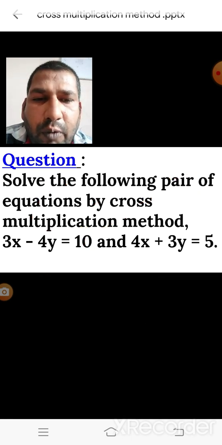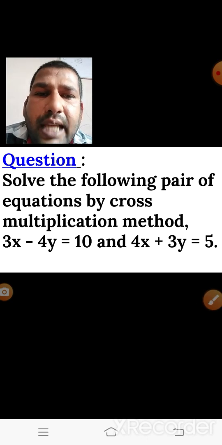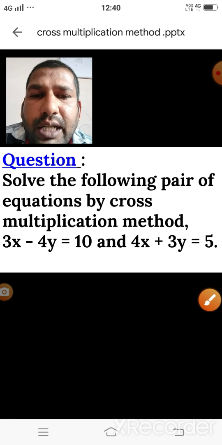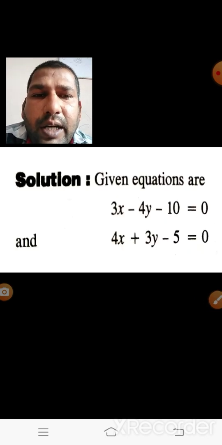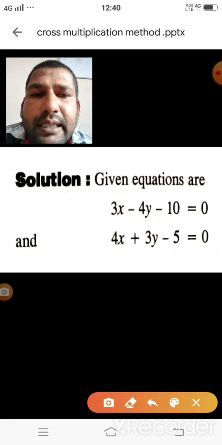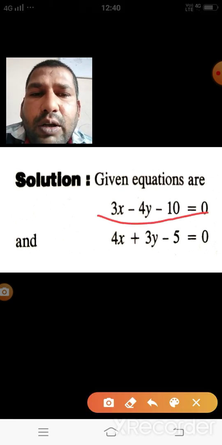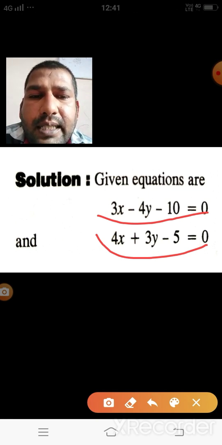Or if you are following the steps, having gone through the concept, the first step is that we have to write down these equations in terms of equal to 0 first. Then if you are taking 10 on the other side, you are getting 3x minus 4y minus 10 equal to 0. And if you are taking 5 on the other side, then 4x plus 3y minus 5 equal to 0. These two are the required equations, and we have to solve these two equations by the cross multiplication method.